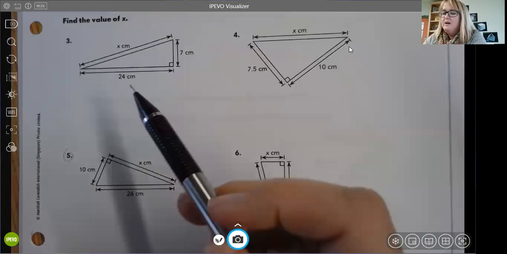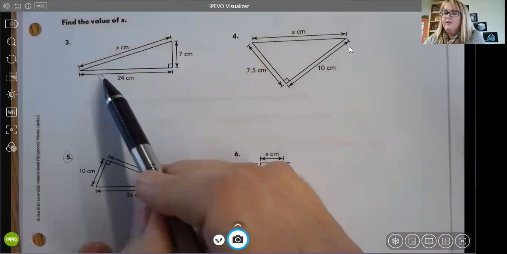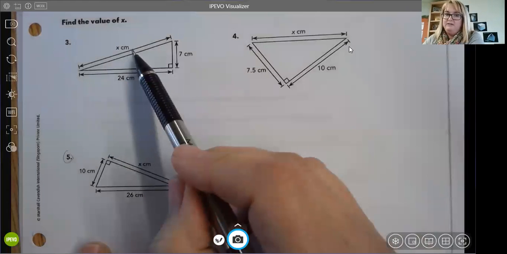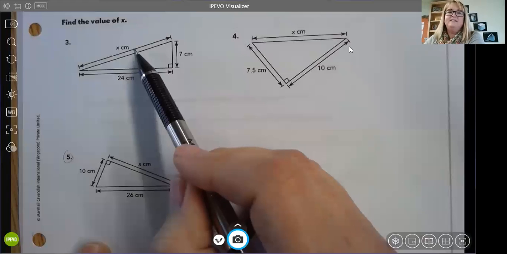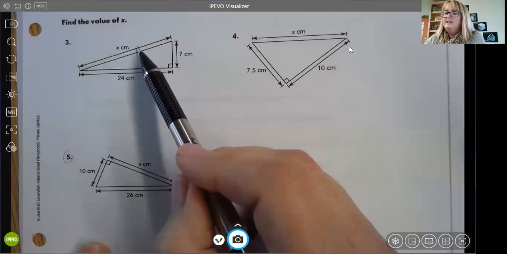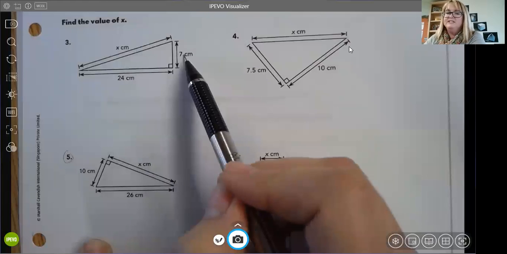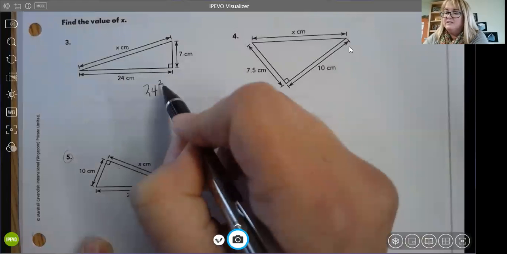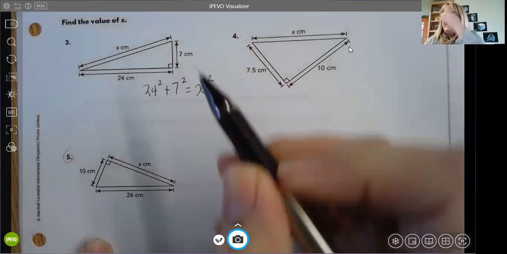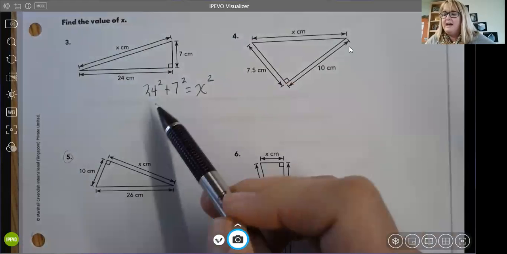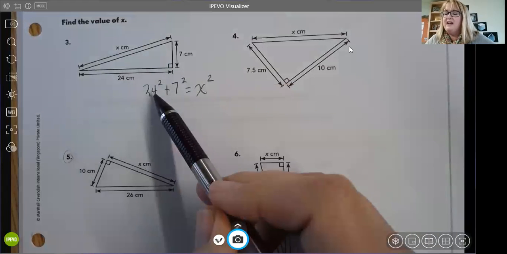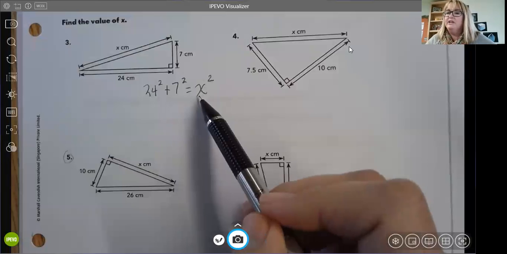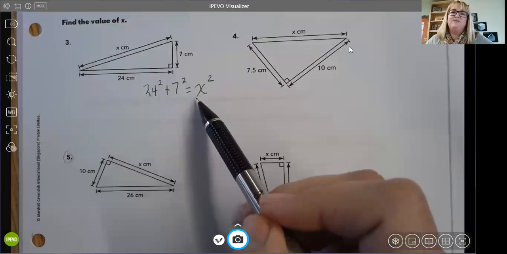So let's look at number 3. We've got a side length of 7, a side length of 24, and a side length of x. We've got to figure out, is x a leg or a hypotenuse? Well, it is a hypotenuse, and if it's a hypotenuse, I need to put that for c squared. So it's 24 squared plus 7 squared equals x squared. So we're going to write that down, 24 squared plus 7 squared equals x squared. And you may use a calculator. You're going to find the square of 24 and the square of 7, add them together, and that will tell you what x squared is. Be careful though, because we don't want x squared, we want to know what x is. So we'll have to unsquare it. That means find the square root.